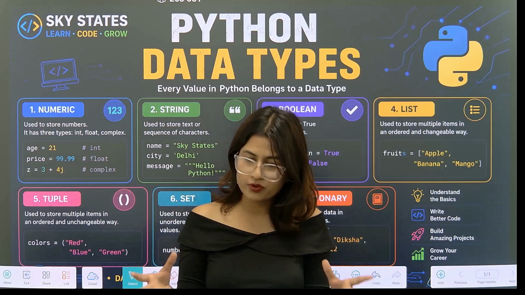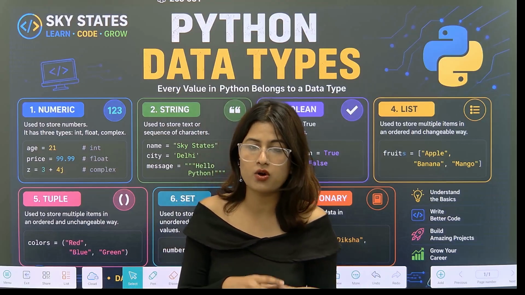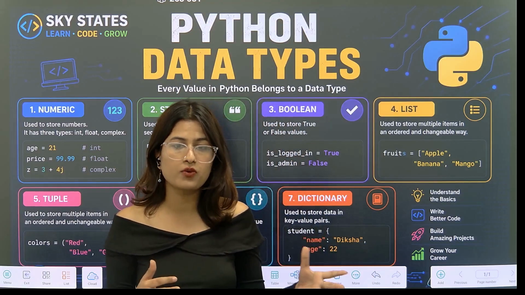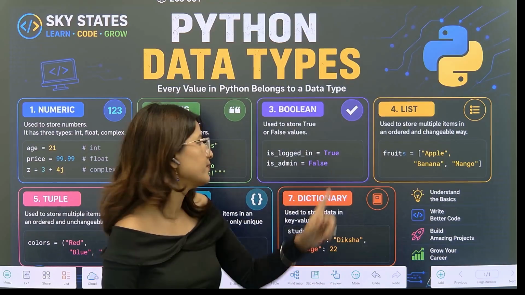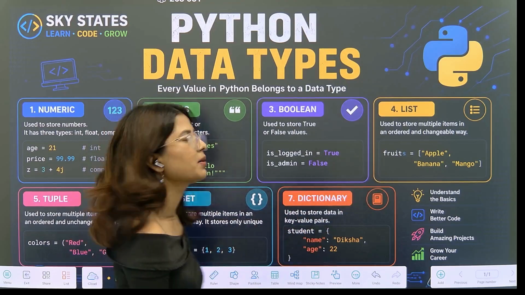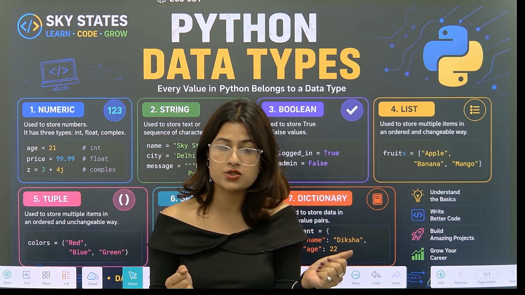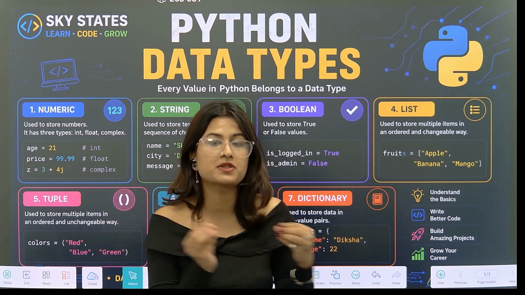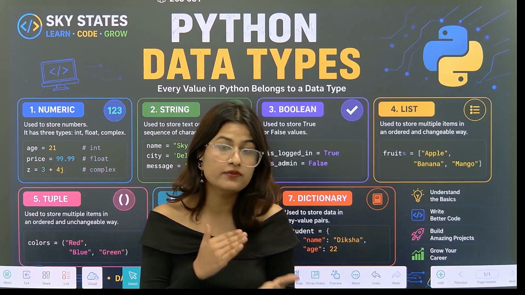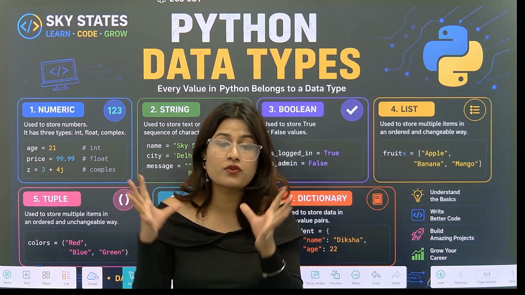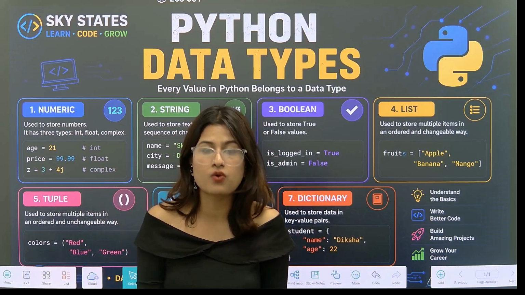So let's move on now. As we are done with all the basic data types, we'll move forward with the collection data types that we have: list, dictionary, set, and tuple. The first one we are going to discuss is the list. A list stores multiple items in a specific order. The best part of this is you can add, remove, or modify elements whenever you want to.